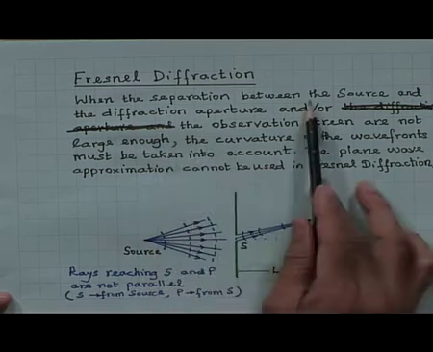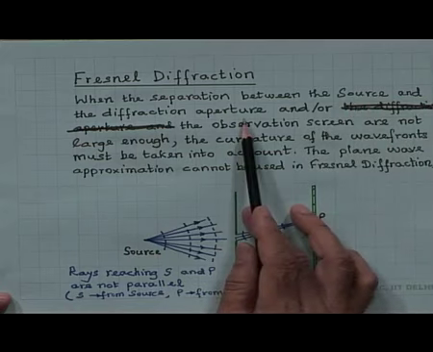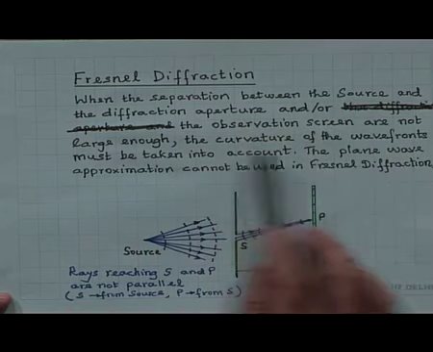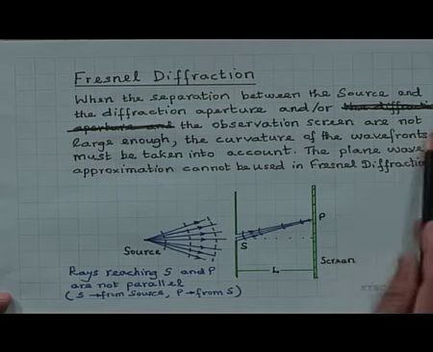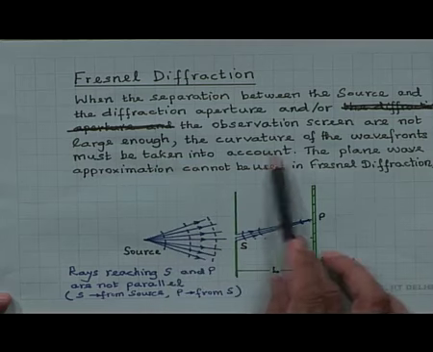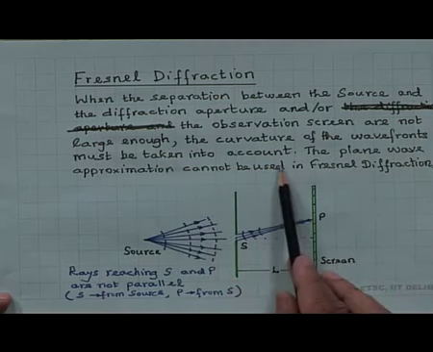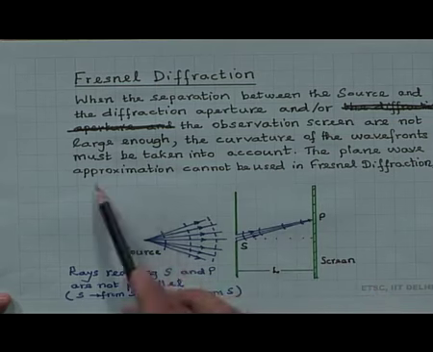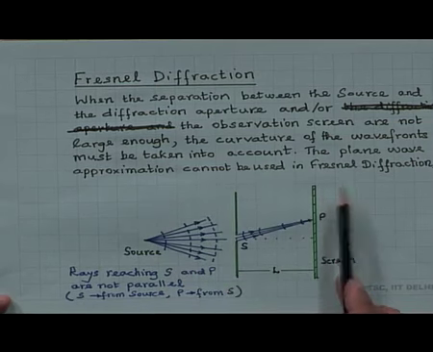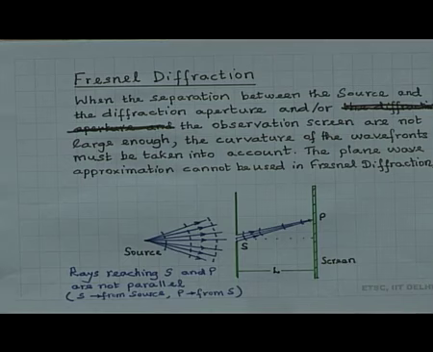When the separation between the source and the diffraction aperture and or the observation screen are not large enough, the curvature of the wavefronts must be taken into account, and the plane wave approximation cannot be used in Fresnel diffraction. So, this is the regime of Fresnel diffraction.